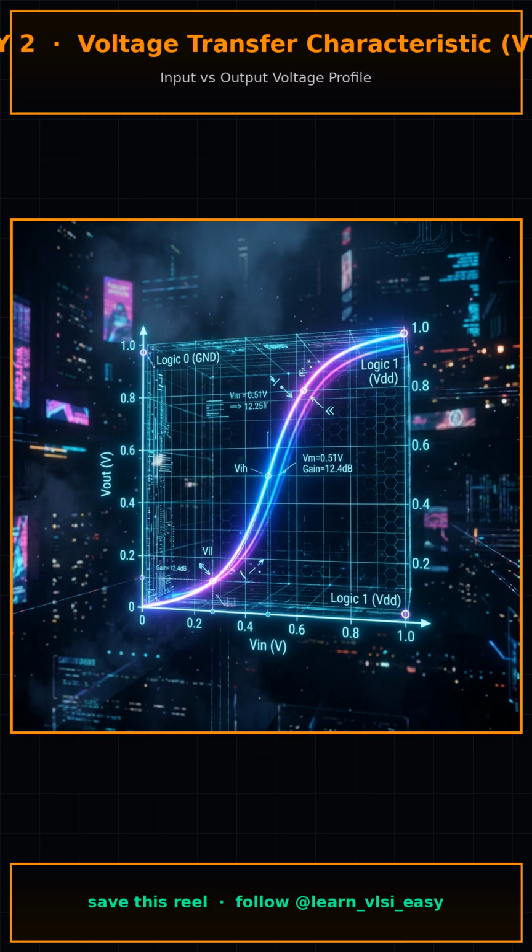To truly understand how an inverter behaves, we must look at its voltage transfer characteristic, or VTC. This curve maps exactly how the output voltage responds as we slowly sweep the input voltage from 0 to VDD. At the extremes, the output is solidly pinned to either the power rail or ground. But as the input crosses the switching threshold, typically around half of VDD, both the NMOS and PMOS transistors enter their saturation regions. In this middle transition region, the circuit acts as a high-gain analog amplifier.